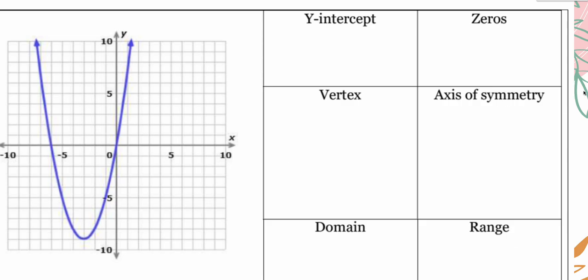Let's do this problem together. All right, so in this problem, we've got a quadratic function. I know it's a quadratic function based on the graph, and it's a parabola. It's either going to look like a U or an N. So what we're going to do is talk about these different examples. So the y-intercept is the point where the graph crosses the y-axis.